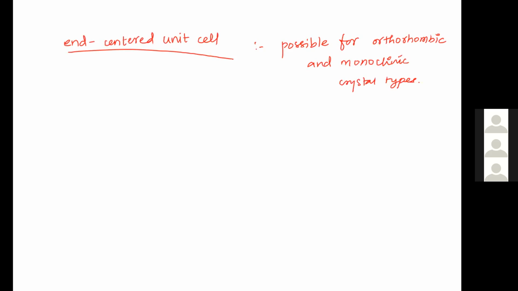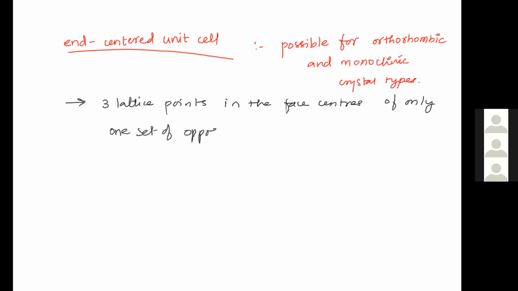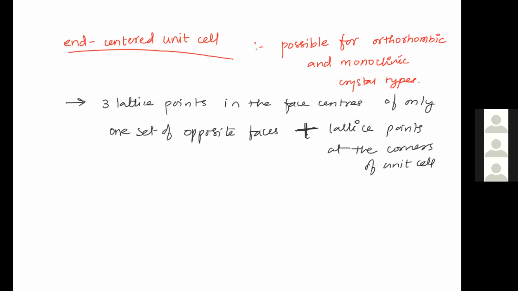So what happens here in the end-centered? There are 3 lattice points in the face centers of only one set of opposite faces, in addition to the lattice points at the corners of the unit cell. In BCC, FCC, everywhere we have definitely included the corners. Right? These are the 4 types.